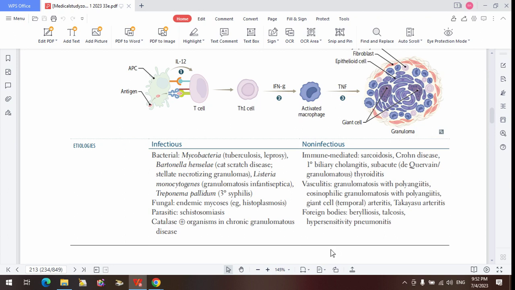Then there's something called hypersensitivity pneumonitis, which is due to inhalation of bird droppings. So we also call this by another name. Anybody, what is another name for hypersensitivity pneumonitis? Please tell us.